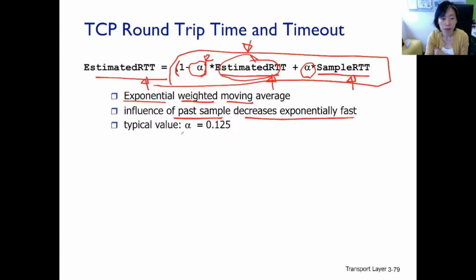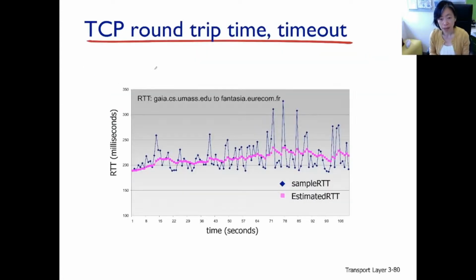Oh, and by the way, alpha is only 0.125. That is because we don't want to weight too much on the instantaneous RTT, because otherwise the estimate will also be fluctuating, not exactly smooth. And here shows the instantaneous RTT and the estimated RTT, the smooth estimation, and how they look relatively.